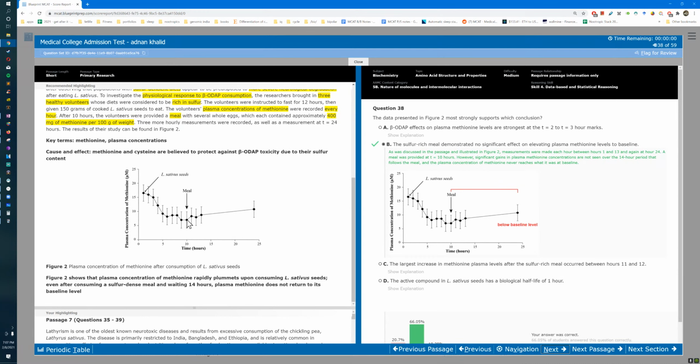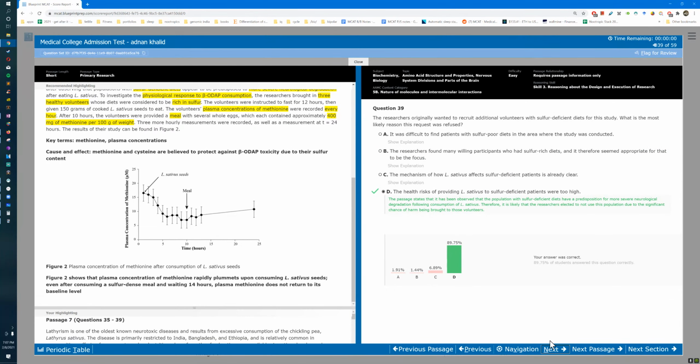That's supposed to have some sulfur content or methionine content, but you don't really see it jump up too much, like the methionine content. So the sulfur-rich meal, again, is the eggs and stuff, and it demonstrated no significant effect compared to baseline, right? This is baseline over here. It's like barely any difference, especially because if you remember, the error bars overlap.